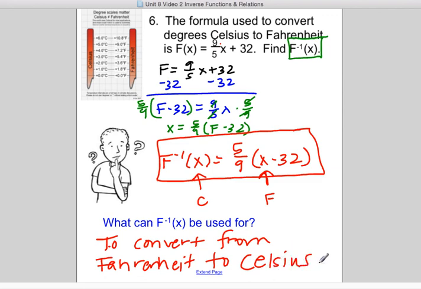If I said I have 32 degrees Fahrenheit, what is that in Celsius? You'd plug it into here. If I said I had 32 Celsius, you'd plug it into this one to get out Fahrenheit. It all depends on what the question is asking.